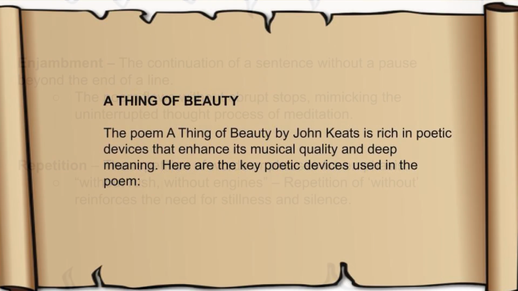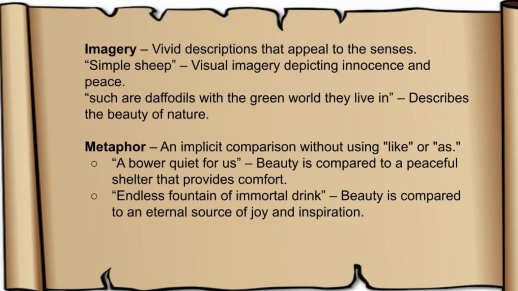So let's look at the next poetry, A Thing of Beauty, written by John Keats. So in this you can see examples of imagery, that means vivid descriptions that appeal to your senses. Examples are simple sheep, where visual imagery depicts innocence and peace, and such as daffodils with the green world they live in describes the beauty of nature.